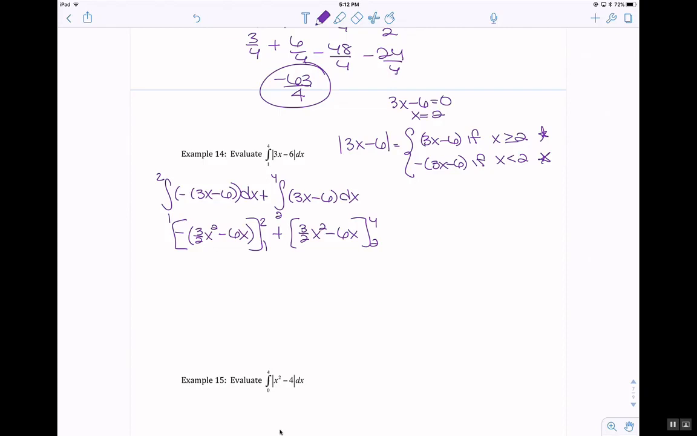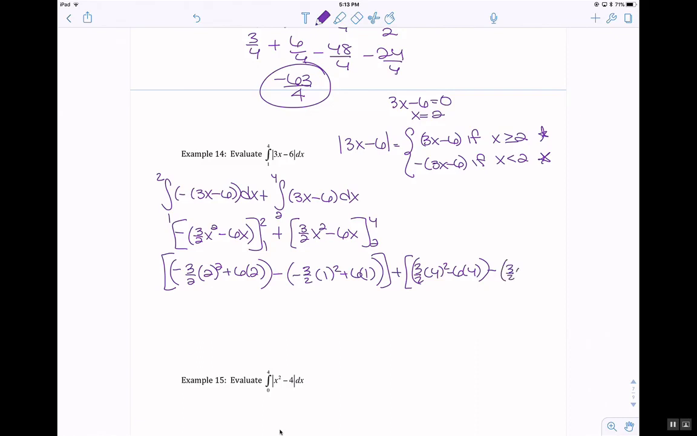So I have negative 3/2 times 2 squared plus 6 times 2 minus negative 3/2 times 1 squared, and then plus 6 times 1, and that's my first bracket, plus 3/2 times 4 squared minus 6 times 4, and then minus 3/2 times 2 squared minus 6 times 2, and that's my second bracket.